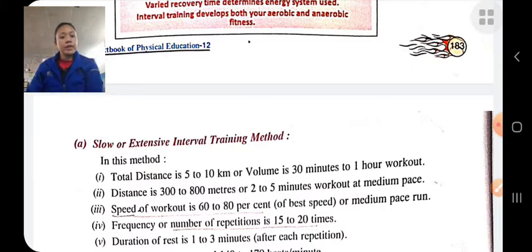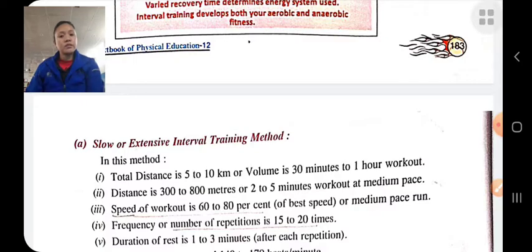In slow interval training methods, the speed of workout is 60 to 80%. Our speed is medium, and the distance is 5 to 10 kilometers, and the duration of rest is 1 to 3 minutes in between the workout. So we do the workout, then rest 1 to 3 minutes, and then again workout. This slow interval, or extensive interval, is good for developing aerobic endurance. This is used in games like hockey and basketball.